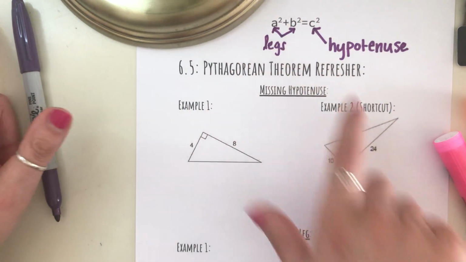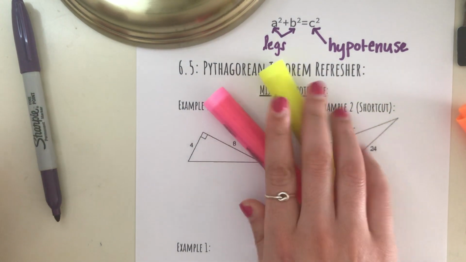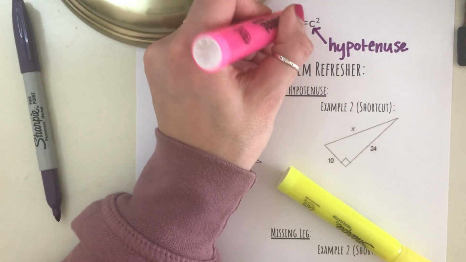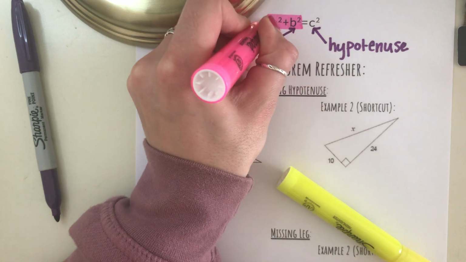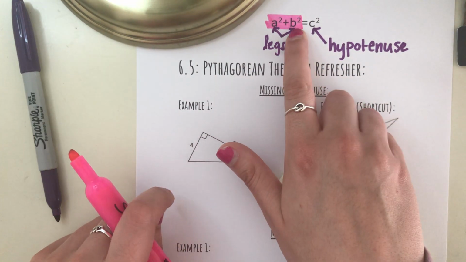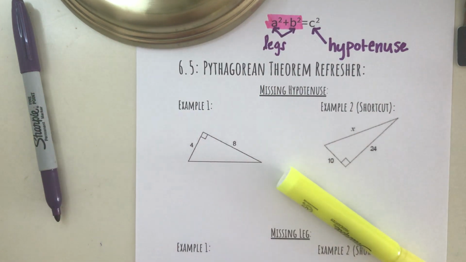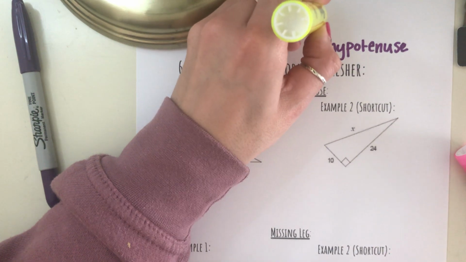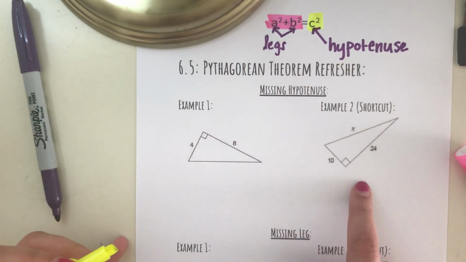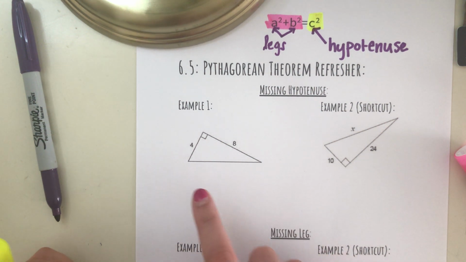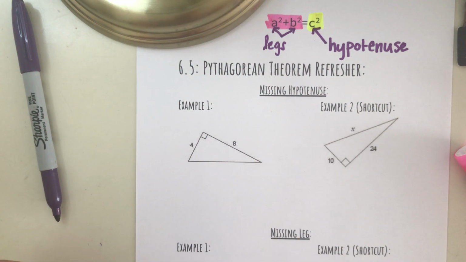So what I'm going to do is color code with yellow and pink. I'm going to color both a and b pink because they're interchangeable. I can put the short leg here and the long leg here, or the other way around. And then I'm going to color the hypotenuse yellow. So if you're following along, what I'd like you to do for example 1 and 2 right now is go ahead and decide what is your hypotenuse and what are your two legs, and go ahead and highlight them now.